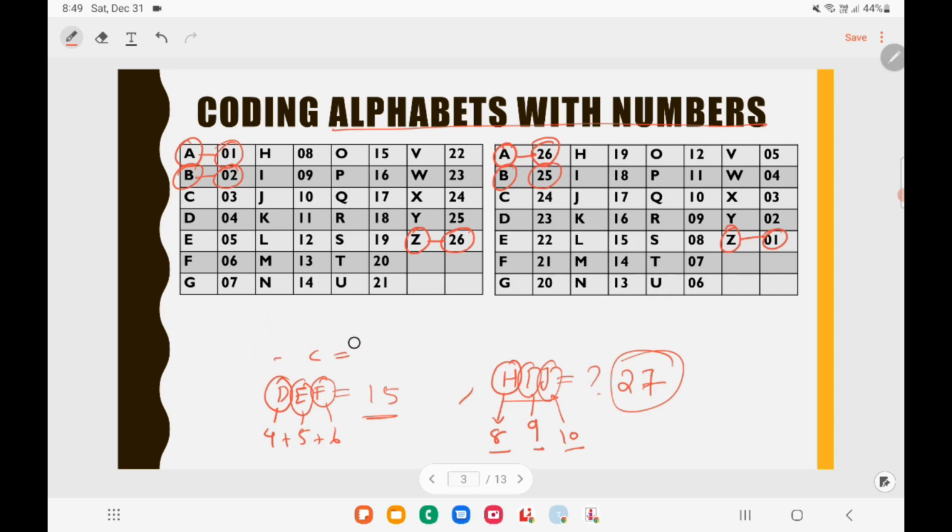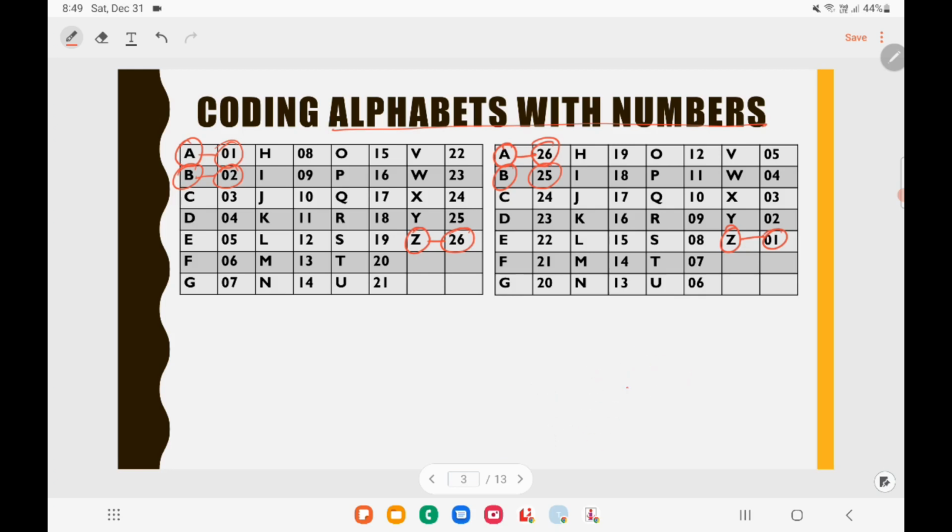So some of you might be thinking like, okay, so A is coded with 1. So this is the most common type of coding. But how can you remember what number? You know that A is 1, B is 2, because these are the first letters of the English alphabet. So it's easy. But when it comes to the middle or the end, you will be confused to see what is the code. So I'll give you a simple trick for that. Just remember EJOTY.